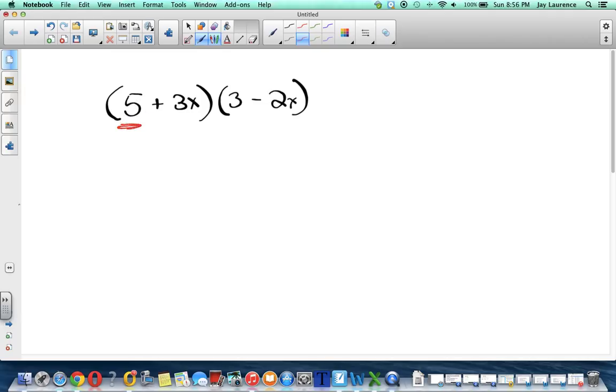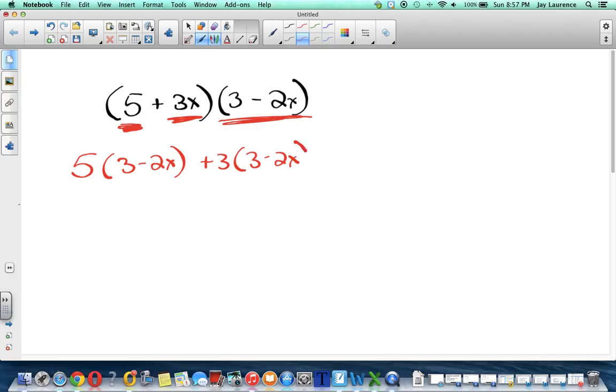All right, so remember, I'm going to take this 5, this first number in this quantity, and I'm going to multiply it by the second quantity. So I'm going to go 5 times the quantity of 3 minus 2x. And then I take this plus 3x here, and I multiply it by the same quantity, 3 minus 2x. And now I distribute, right? 5 times 3 is 15. 5 times a negative 2x is a negative 10x. Let's see over here. I've got 3 times 3, which is 9, right?